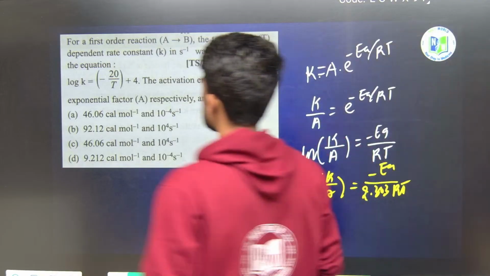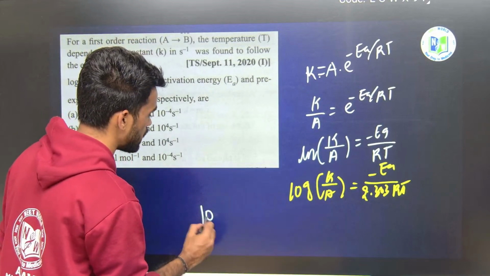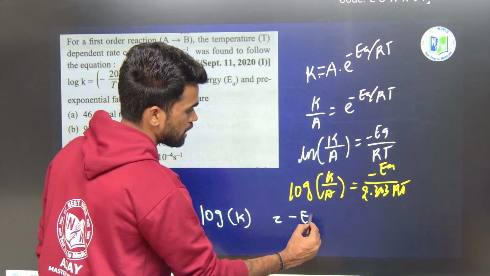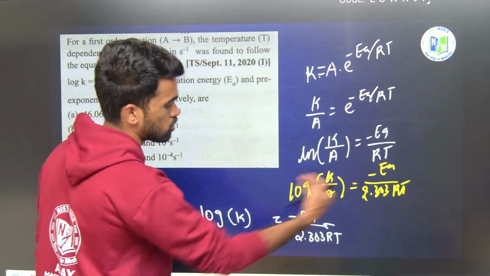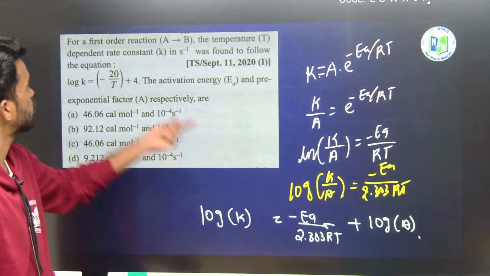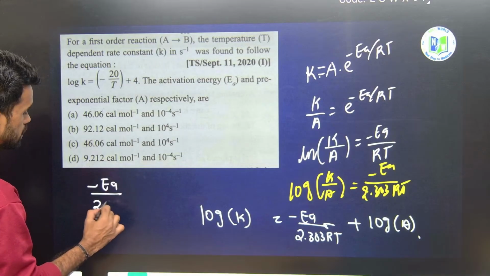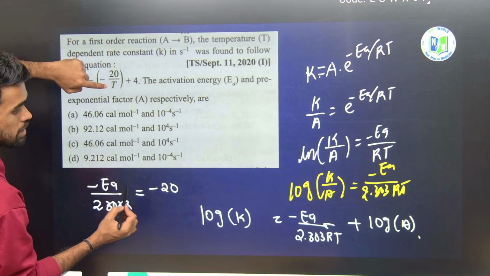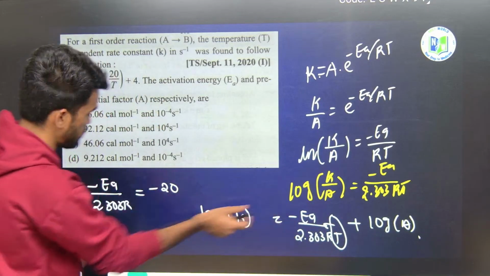After this, they want log k, so I can write log k minus log A equals minus Ea by 2.303 RT, and sending the minus log A to the other side it becomes plus log A. Now just compare this equation with the given equation. As per the equation, minus Ea by 2.303 R equals minus 20. Here 1 by T is there, and here also 1 by T is there, so I remove T and take the other part of the equation.